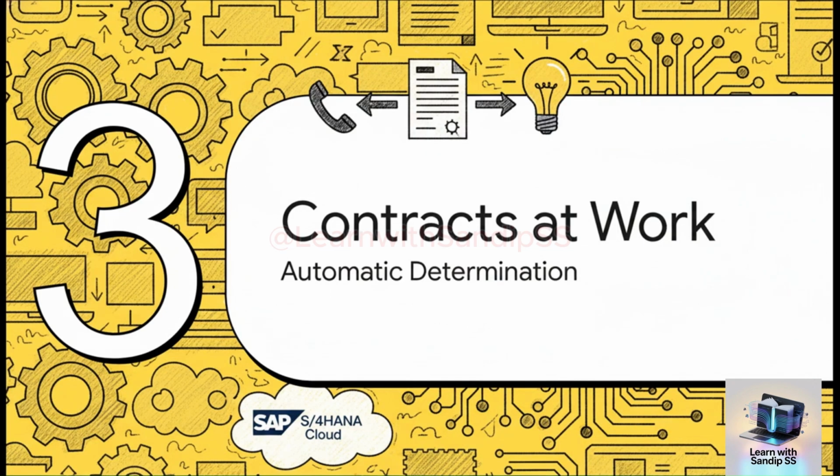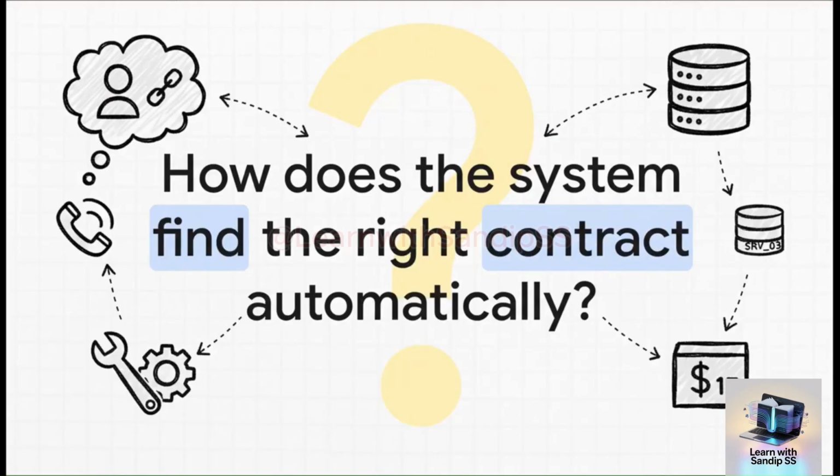Now, for the best part. A contract that just sits there doesn't do much good, right? The real power, the real magic, happens when a customer actually calls for service, and that's where automatic determination comes into play. So, picture this. A customer with a contract calls in. They need a repair, and they need that SRV03 spare part.